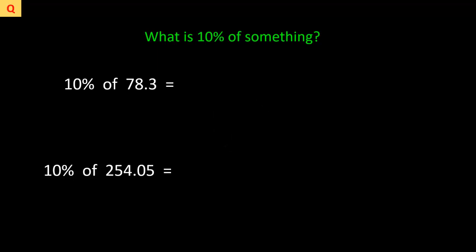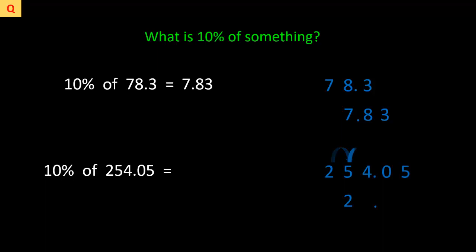Okay, how did you get on? Let's have a look. 78.3. We're moving the numbers one place to the right. So the 7 goes there, 8 goes there, 7.83 and 254.05. We're just going to move them all one place over to give us an answer of 25.405. Excellent.